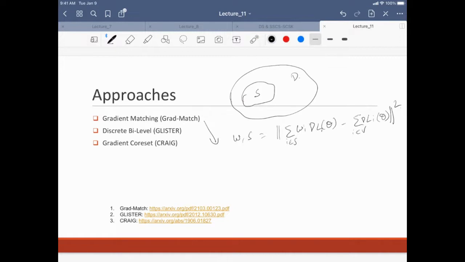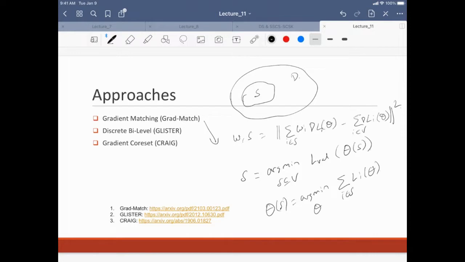Another way of doing this is through bi-level optimization, but a discrete bi-level optimization, right? Discrete bi-level optimization is where you want to find a set S which minimizes the validation set performance. And here you have theta, which is a function of S, where theta S is itself an argmin over theta of the sum of i in S, Li of theta.